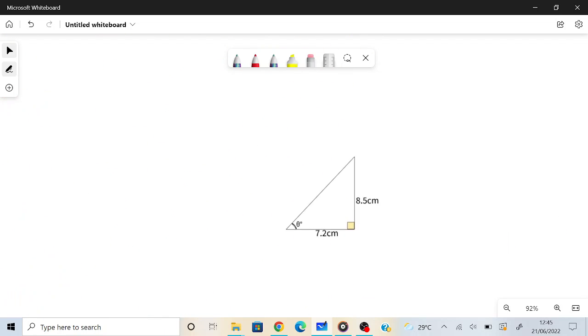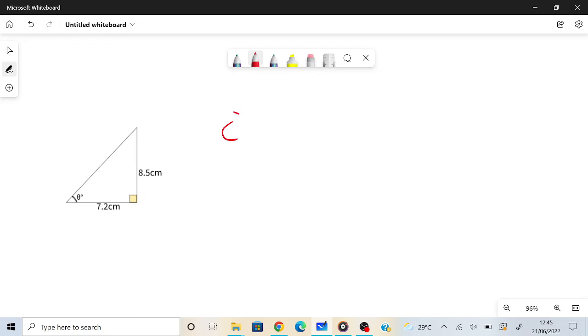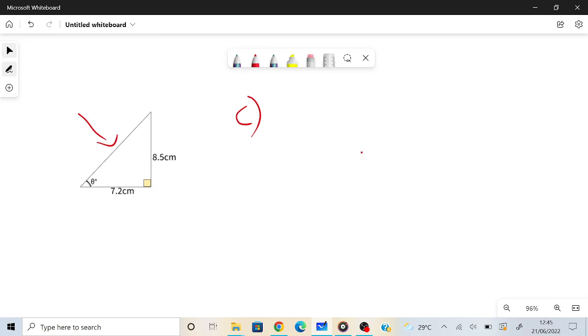Let's move on to our next example. Let's call this example C. Now again, we bisect this. We know that this side is the hypotenuse.